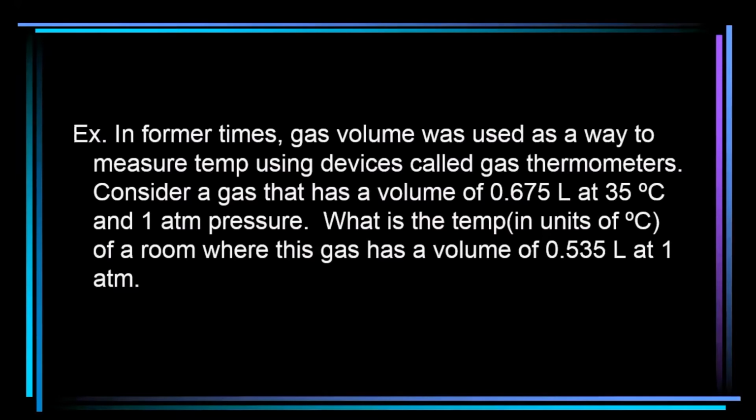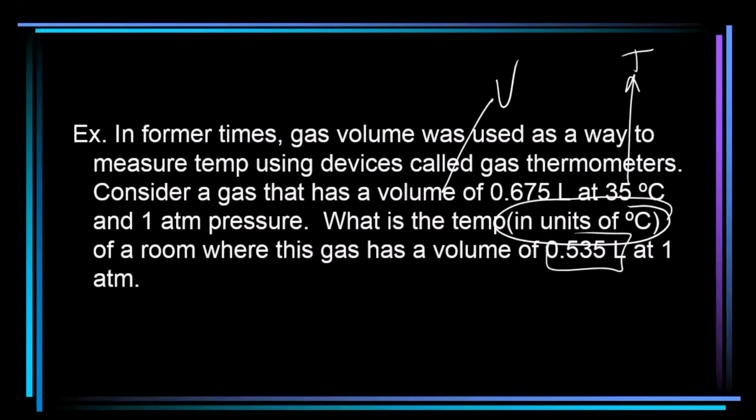Level number 3: in former times, gas volume was used as a way to measure temperature using devices called gas thermometers. Consider a gas that has a volume at 35 degrees and 1 atmosphere of pressure. What is the temperature in degrees Celsius of a room where the gas has a volume of 0.535 liters? Oh, so since they want it in Celsius, we don't have to change it to Kelvin, right? No. Okay, what makes it level 3?